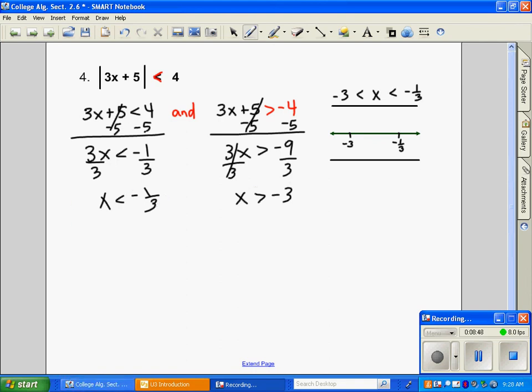To graph it, x is greater than negative 3, the negative 3 is going to be to the right, and x is less than negative 1/3. It's going to be this way. So we shade that portion in the middle, and our interval notation is simply those brackets.